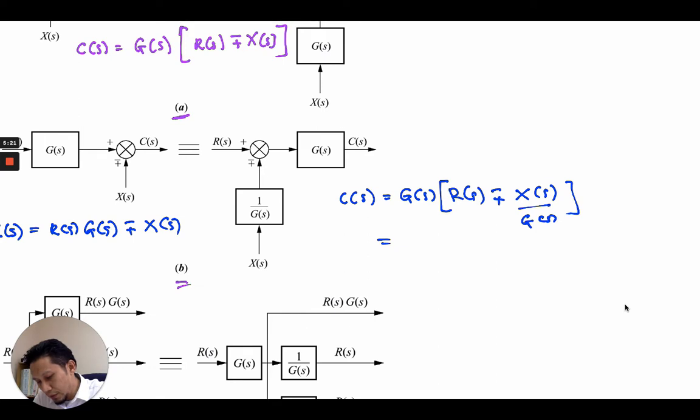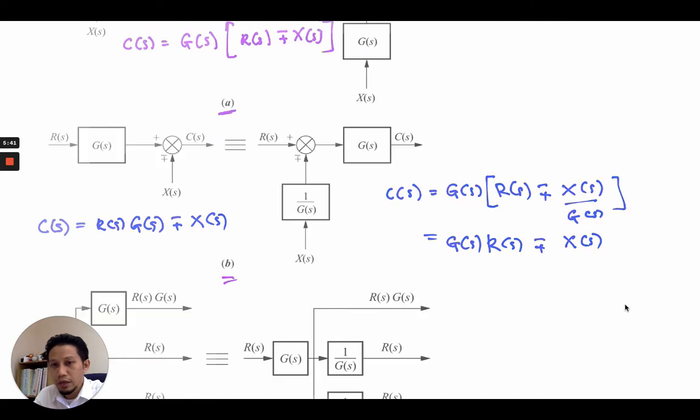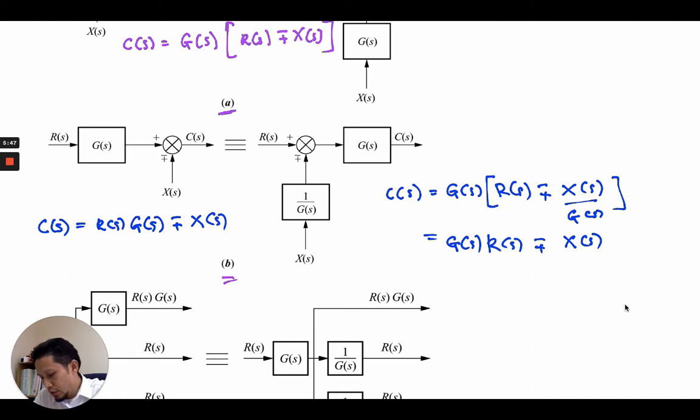So we can simplify this form. We have G(s) times R(s) minus plus X(s). Now we have a similar form between the left hand side and the right hand side. Here we have R(s)G(s) minus plus X(s), and over here we have R(s)G(s) minus plus X(s). So we have shown that both forms are equivalent to each other.